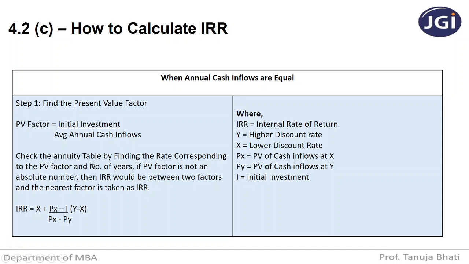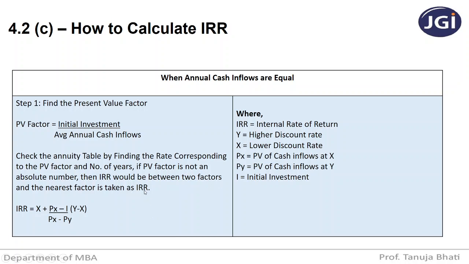So check the annuity table by finding the rate corresponding to the PV factor and number of years. Suppose the number of years is 5, in the row of 5 and the PV factor, what is the corresponding rate? That will be the IRR. Now, if the PV factor is not an exact number in the annuity table, then IRR would be between two factors and the nearest factor is taken.